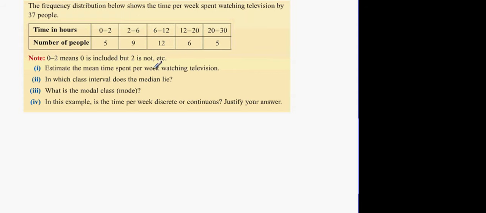Now, estimate the mean time spent per week watching television. What we do here is we always use the middle of the range. For example, 0 to 2, the middle number is 1, so we substitute 1 in there. 2 to 6, the middle is going to be 4. If you ever wonder how to get the middle, just add the start to the end and divide by 2. 8 divided by 2 is 4.